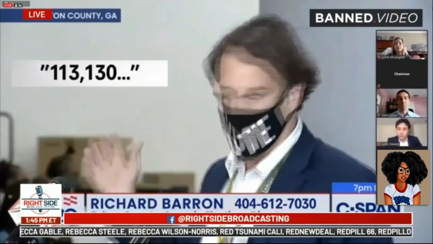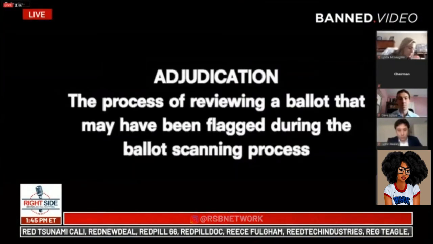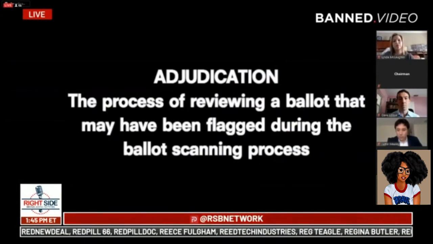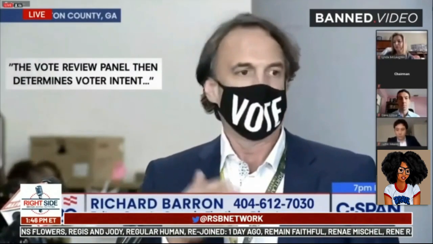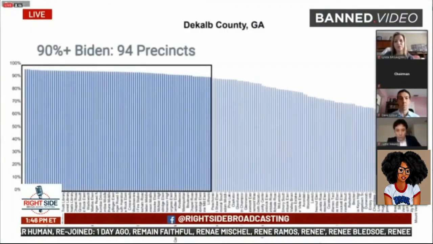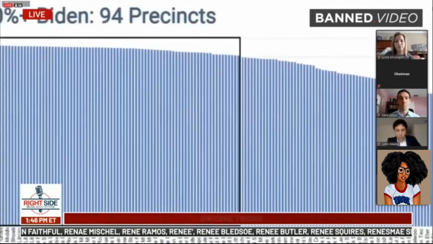We've scanned 113,130 as of moments ago. We've adjudicated 106,000 plus of those. Adjudication, the process of reviewing a ballot that may have been flagged during the ballot scanning process. The only ballots that are adjudicated are if we have a ballot with a contest on it in which there's some question as to how the computer reads it. So the vote review panel then determines voter intent.